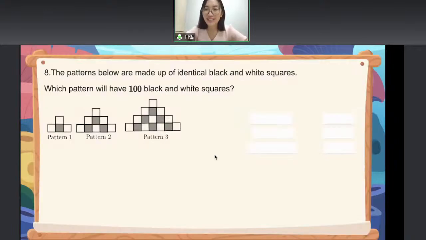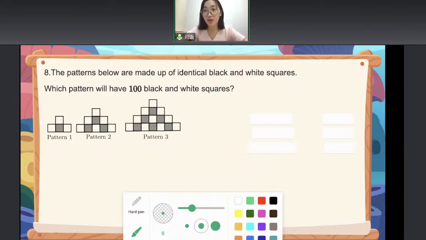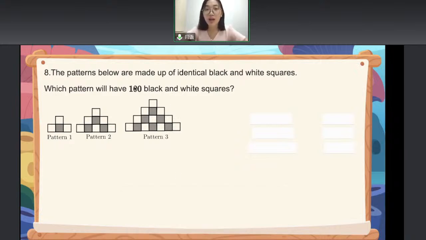For the last one, actually for the last one later, I also want to share something interesting with you, okay? This is about the special number sequence. Okay, firstly, let's try to read the question together. The patterns below are made up of identical black and white squares. Which pattern will have 100 black and white squares? Firstly, read the question. 100 black and white squares.